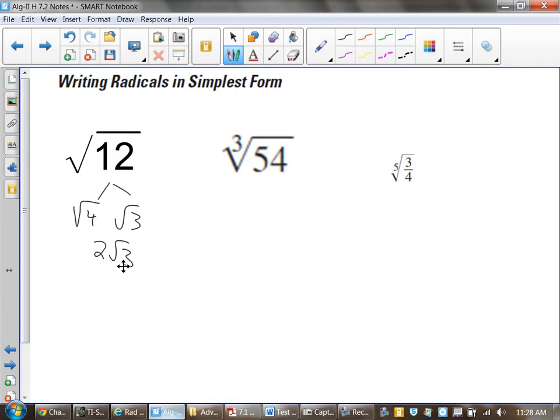cube root, you're looking for the largest perfect cube. Now, remember, you're going to have to start to know some of these off the top of your head. They start at 8, 27, 64, 125. Those are the first four perfect cubes after 1. So it was 1, 8, 27, 64, 125. Is there a perfect cube that goes into 54? What is it? 27. So again, you're trying to see if you can split this apart into two of them.